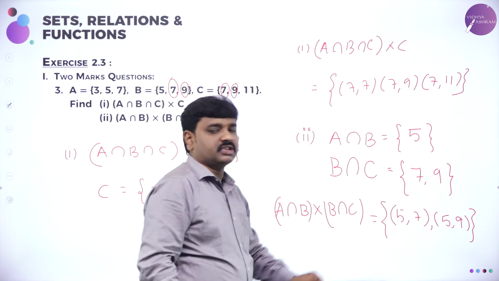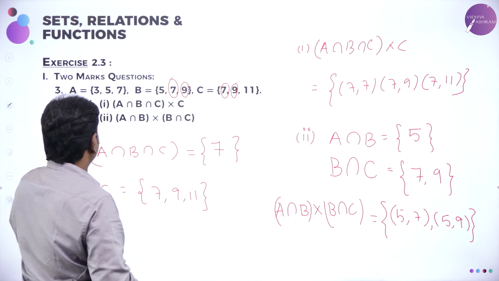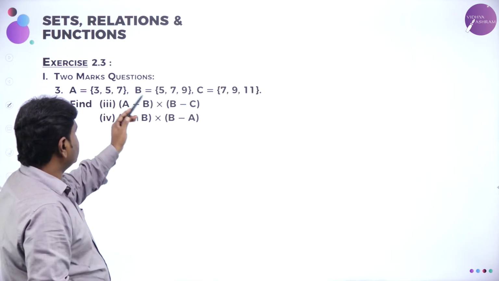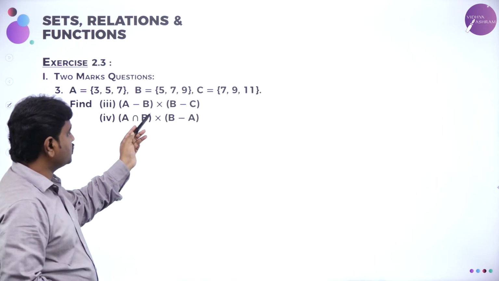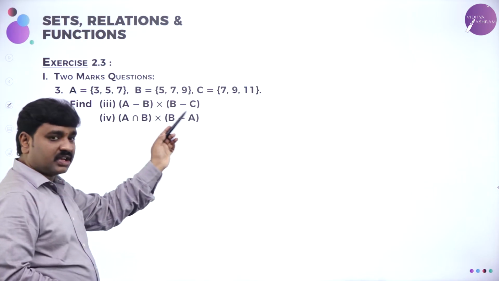First with first, first with second. That's it. So we have done both the problems. Now we'll go to the next. A is {3, 5, 7}, B is {5, 7, 9}, C is {7, 9, 11}. They want you to find (A minus B) cross (B minus C), and they want you to find (A intersection B) cross (B minus A).